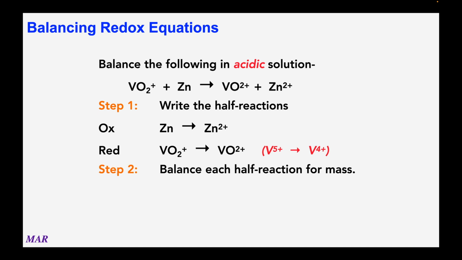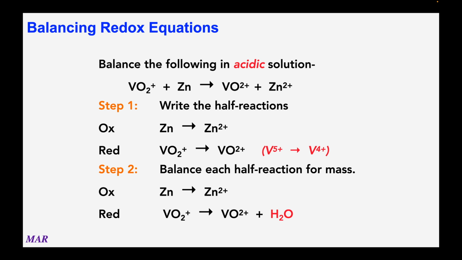We'll balance each half reaction for mass, and remember, in acid, you can only have H plus and water. So the zinc is good to go, 1 zinc on each side, that's not a problem, but the vanadium is definitely messed up. The reactant side has 2 oxygens, VO2 plus 1, and the product side has 1 oxygen, VO2 plus. So we need to add some oxygen containing species. Now between water and H plus, the only thing with oxygen, of course, is water. So let's start off by adding water to the product side.